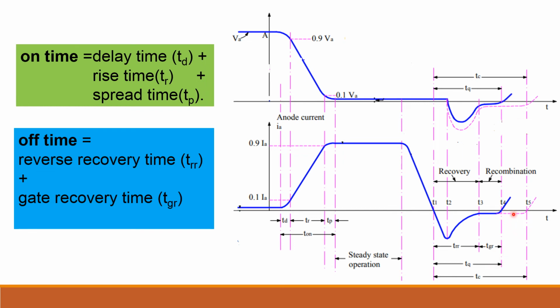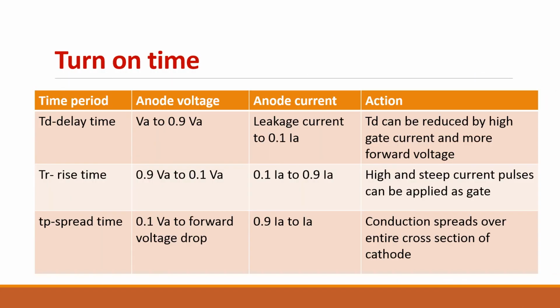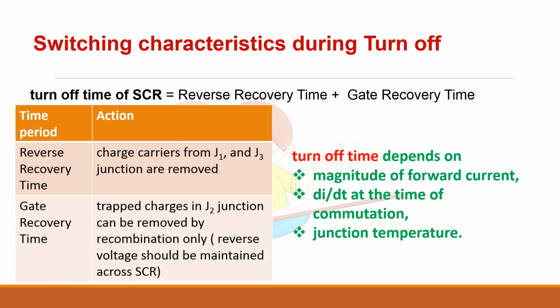And this pink color dotted line is called the circuit turn off period. This TC is called circuit turn off period. We will see about this in the next slide. Always this TC should be greater than the turn off time of the SCR. This is a summary of the turn on time we have seen in the waveform. So this is the switching characteristics of SCR.